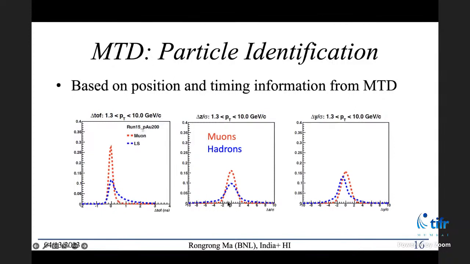In the middle and on the right-hand side are the position measurements for the muons, again shown in red, and for the hadrons shown in blue. Again, you can cut on the muon peak and reject some of the hadrons. This is the main idea of the PID. Whenever you do a PID, you want to make sure your particle of interest has a different distribution compared to the background. Then you can place a cut to select the signal and reject a fraction of the background. Here you can see no matter what kind of cut you apply, you still have some blue left, which is okay.